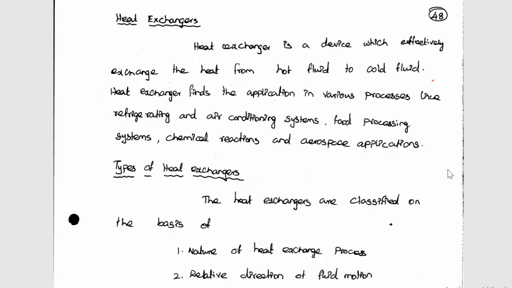Whenever heat is exchanged between two mediums, that is from a liquid to a liquid or from a liquid to a solid, then the equipment which is equipped there is called a heat exchanger. The definition is: a heat exchanger is a device which effectively exchanges heat from a hot fluid to a cold fluid. Heat exchangers find application in various processes like refrigeration, air conditioning systems, food processing systems, chemical reactions, and aerospace applications.